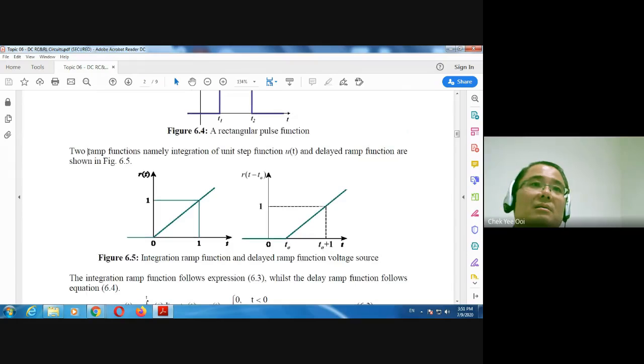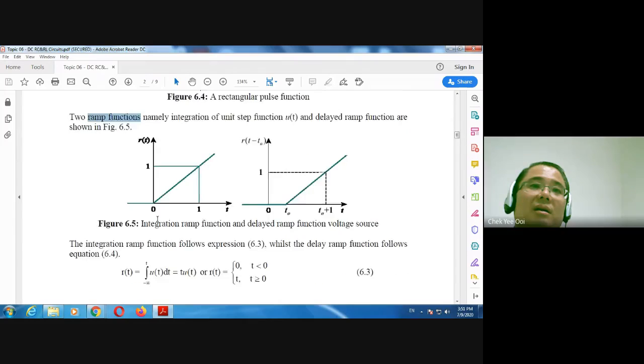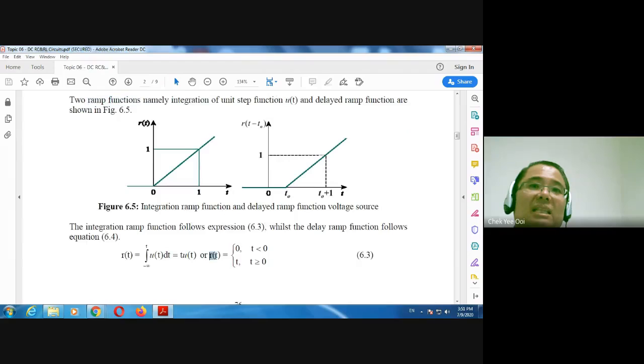Then the ramp function. The ramp function symbol is r(t). At negative time it is 0. Negative time is still 0. At positive time, it ramps up. When t equals 1 it is equal to 1, when t equals 2 it is equal to 2. Same as before, if it is delayed by T0, this one shifts by T0.